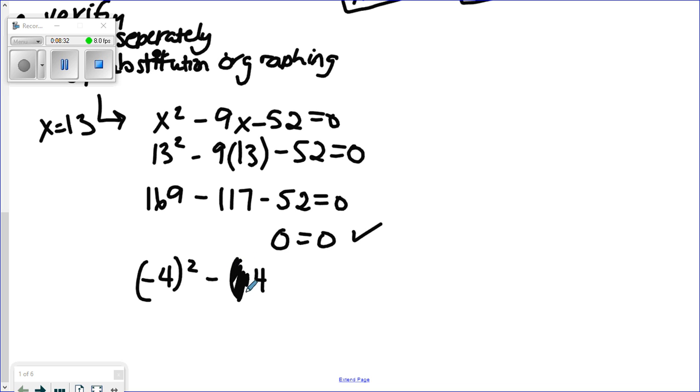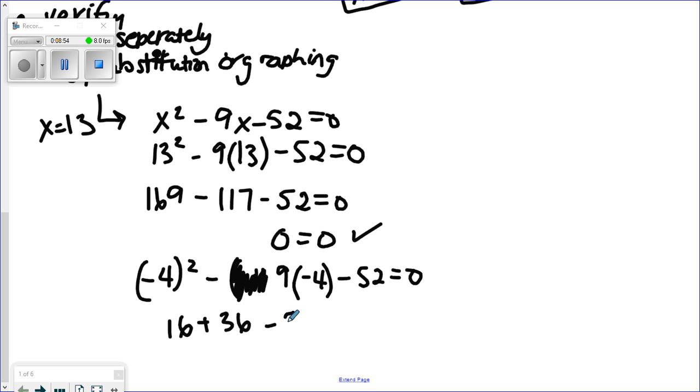Sorry, I don't know how to erase, so I'm just going to scribble that out. 9 times negative 4. So negative 4 squared, negative 4 times itself is 16. Negative 9 times negative 4 is going to be plus 36 and minus 52. So 16 plus 36 is 52. 52 minus 52, 0 equals 0. Sorry, I was kind of mumbling there. I said 0 equals 0.